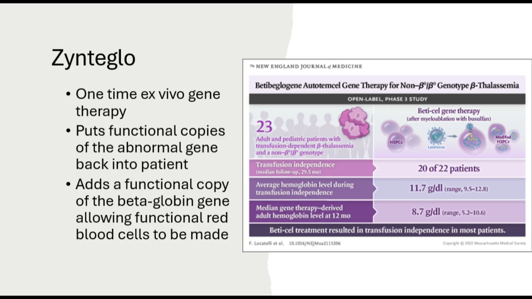Zynteglo is a one-time ex vivo gene therapy that helps patients who are blood transfusion dependent. It puts functional copies of the faulty gene into the patient, so it works as gene replacement therapy. This can free patients who depend on red blood cell transfusions from a lot of hospital trips.